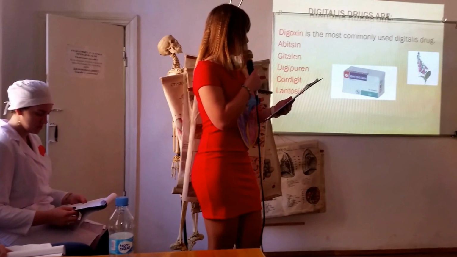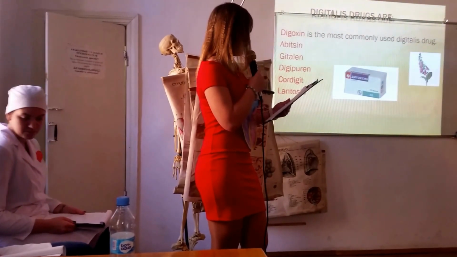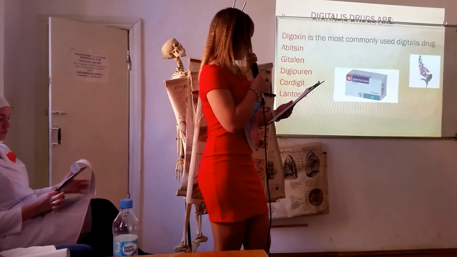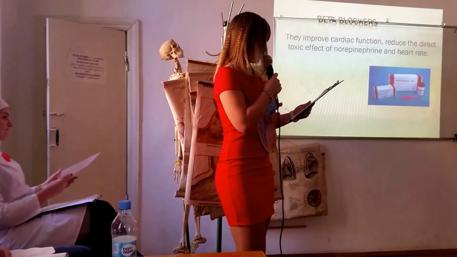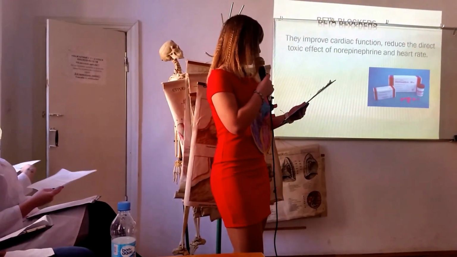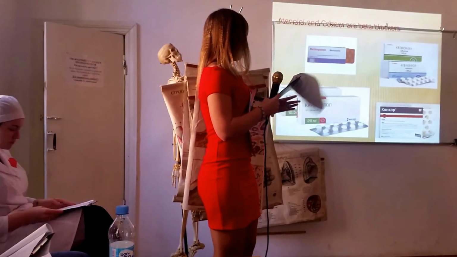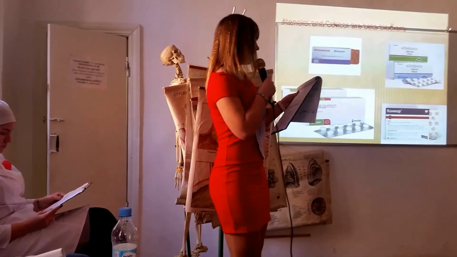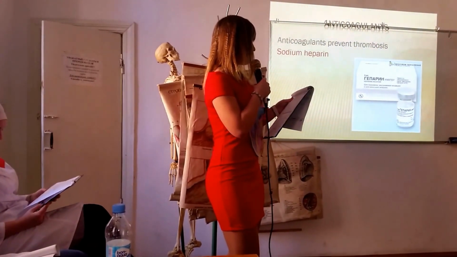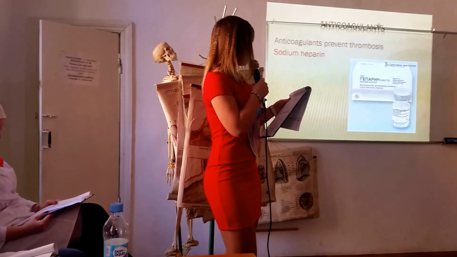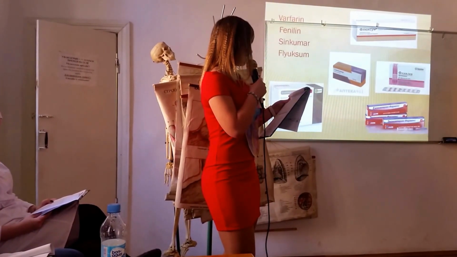Digitalis drugs: digoxin is the most commonly used digitalis drug. Abicin, Gitelin, Digipuren, Cordigit, Lantozid. Beta blockers improve cardiac function and reduce the direct toxic effect of norepinephrine. Atenolol and Concor are beta blockers. Anticoagulants prevent thrombosis: sodium heparin, warfarin, fluxum, phenylin, sincuma.